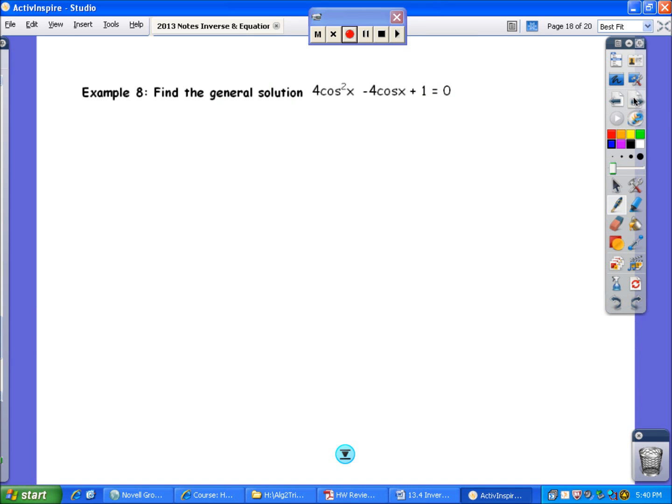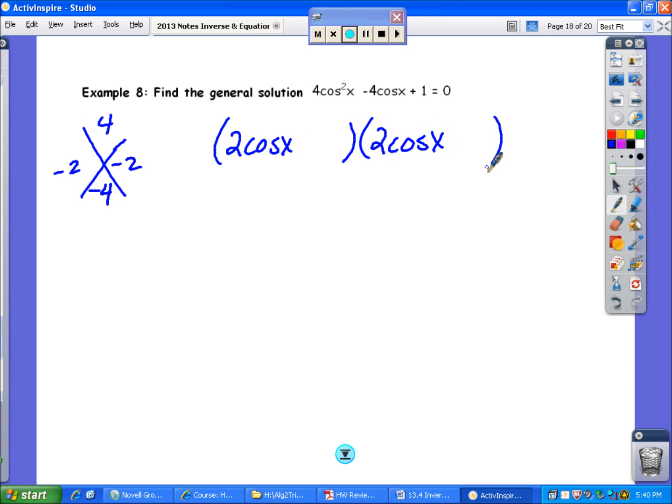All right, we'll have to factor. So what multiplies to give you 4 and adds to give you negative 4? That would be negative 2 and negative 2. All right, so how's this thing going to factor? It's going to be 2 cosine x, and I want them negative, so it'll be negative 1, negative 1. So it's a perfect square trinomial. Well, it's the same thing twice. I really only need to set one of them to 0.